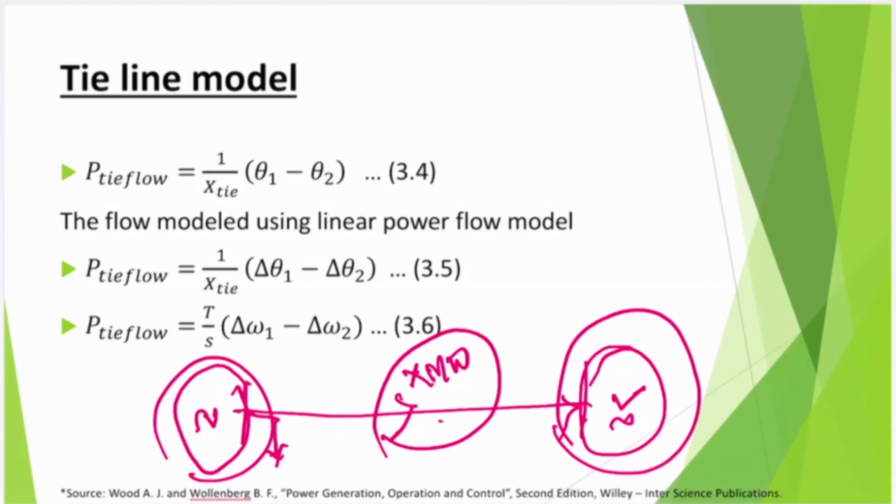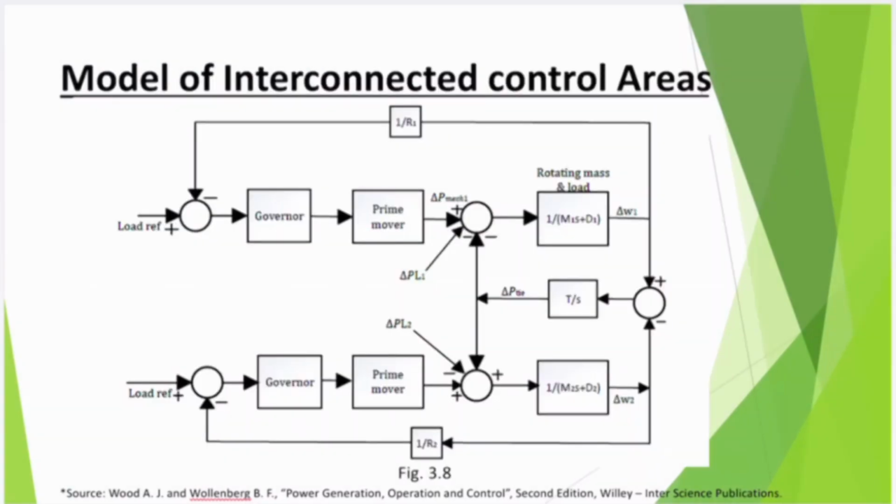theta 1 minus theta 2, because it is decided based on the angle variation between two terminals; you will have the power flows. The flow model using the linear power flow model can also be written as P tie flow, which is 1 upon X tie times delta theta 1 minus delta theta 2. It can also be written as P tie flow, which is T upon s times delta omega 1 minus delta omega 2. So the power flow in a tie line depends on the frequencies of both area 1 as well as 2. Now again, the same system I would like to model with the tie line.